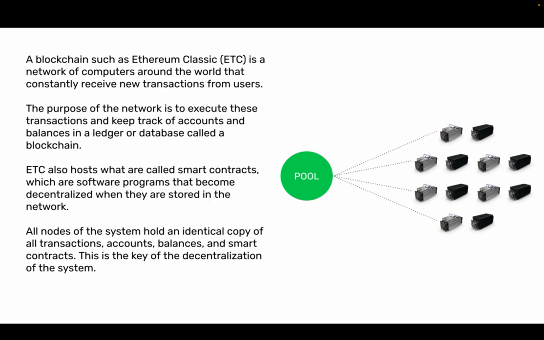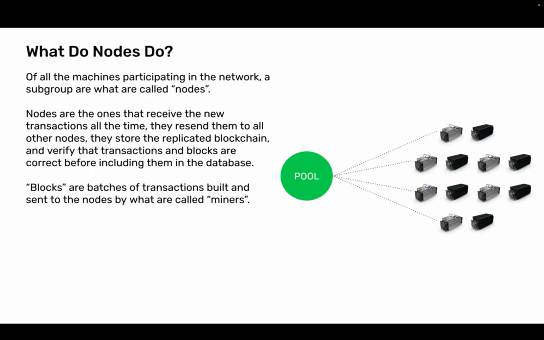ETC also hosts what are called smart contracts, which are software programs that become decentralized when they are stored in the network. All nodes of the system hold an identical copy of all transactions, accounts, balances, and smart contracts. This is the key of the decentralization of the system.